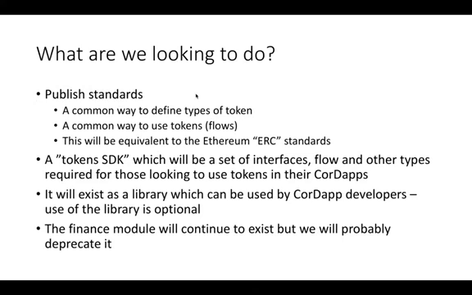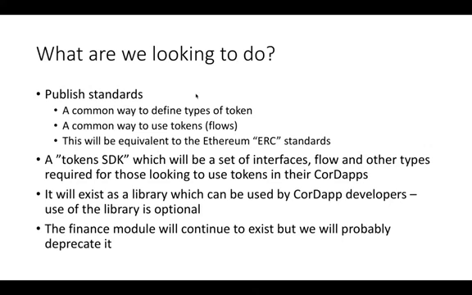So as you may know, in the Corda repository to date, we have something called the finance module. And inside the finance module, we've defined a cash state and contract, an obligation state and contract, some flows for using cash states, and some various other assorted bits and pieces that are probably not really very useful, to be honest. So what we'd like to do is actually deprecate this finance module and publish a set of standards for using tokens on Corda. So these standards will be analogous to the Ethereum ERC standards, so the likes of ERC 20 for fungible tokens and ERC 721 for non-fungible tokens.